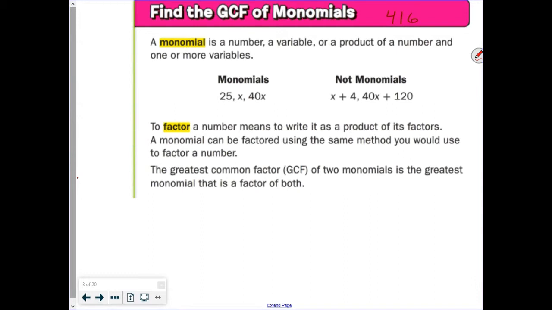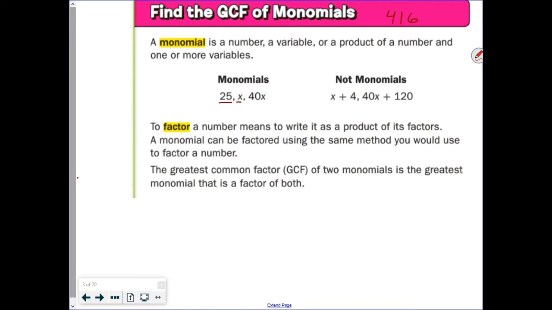Okay, today we will be looking at the final lesson of Chapter 5, Lesson 8, which is on factoring linear expressions. Before we can start factoring linear expressions, we need to go over a few vocabulary words that are appearing on page 416. Here it says a monomial is a number, a variable, or a product of a number and one or more variables. So the number 25 is considered a monomial.